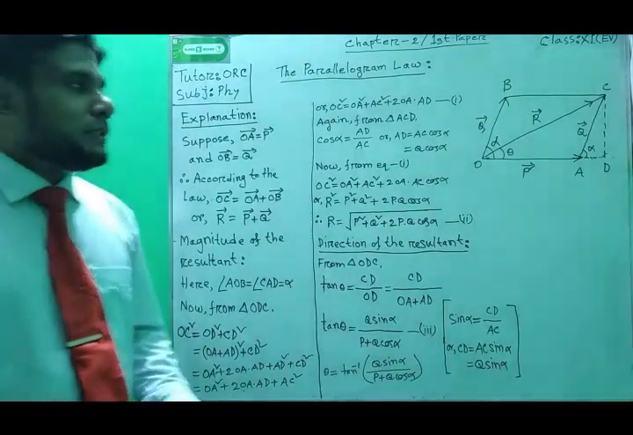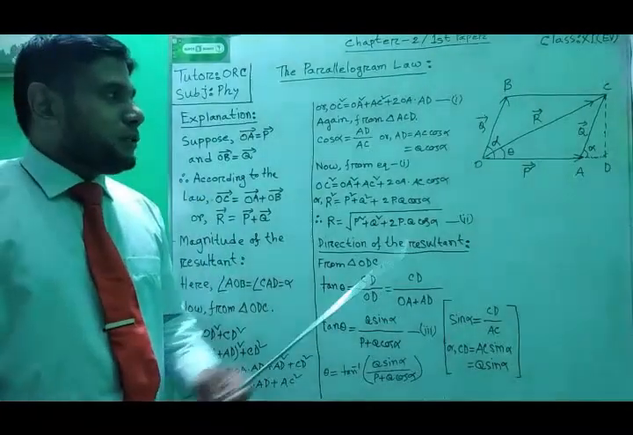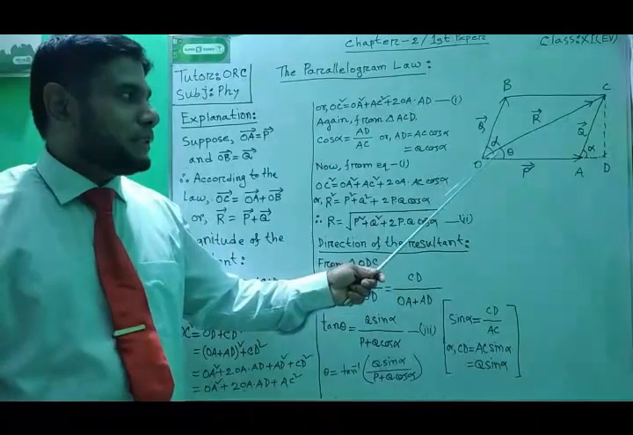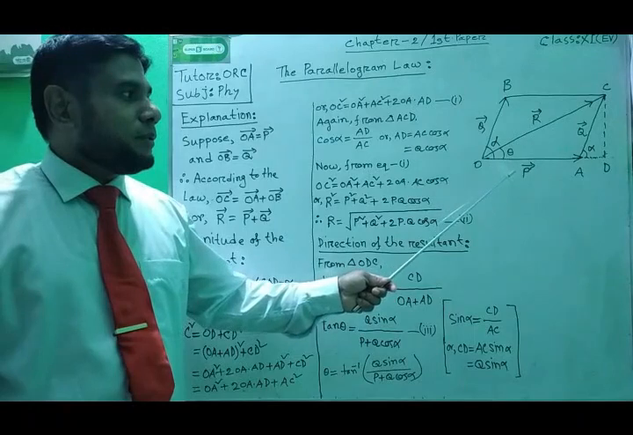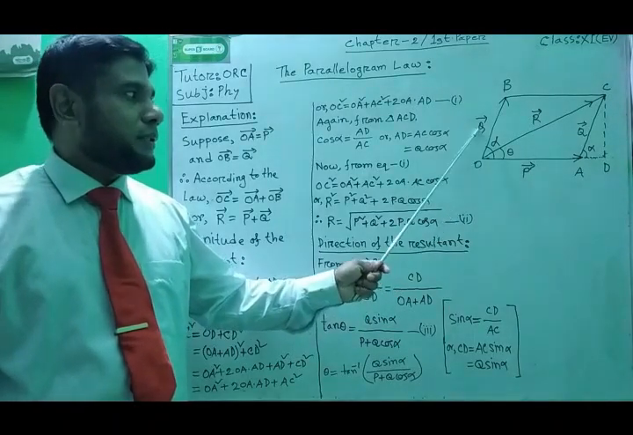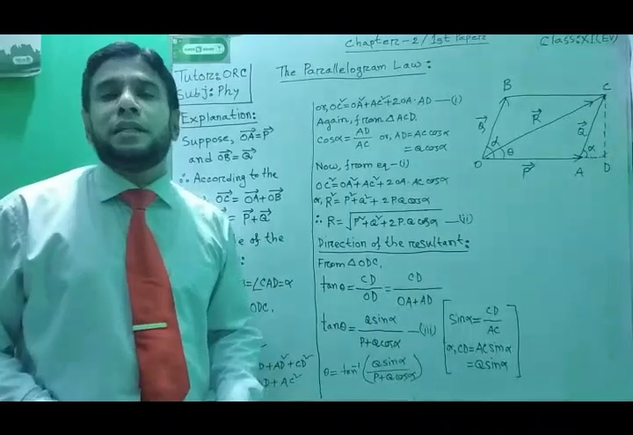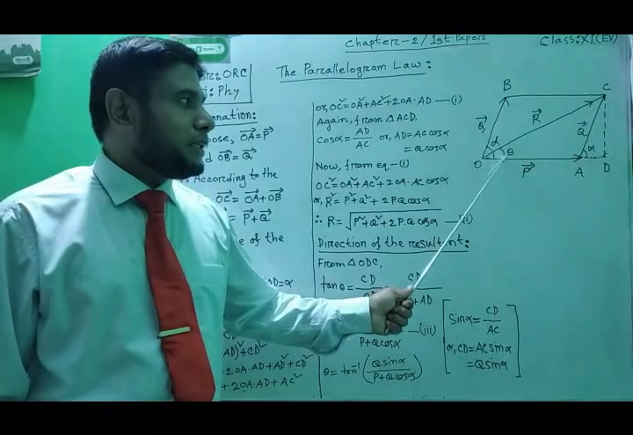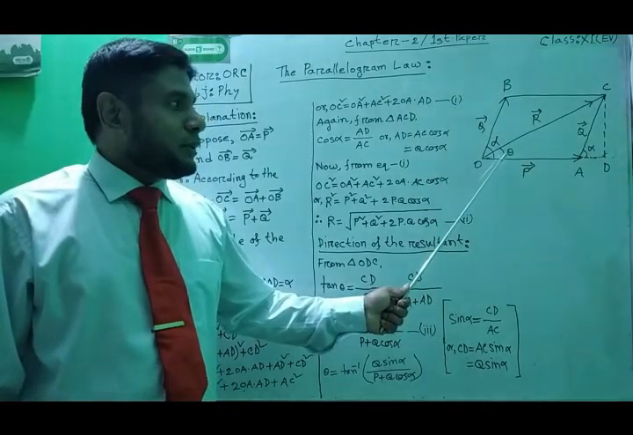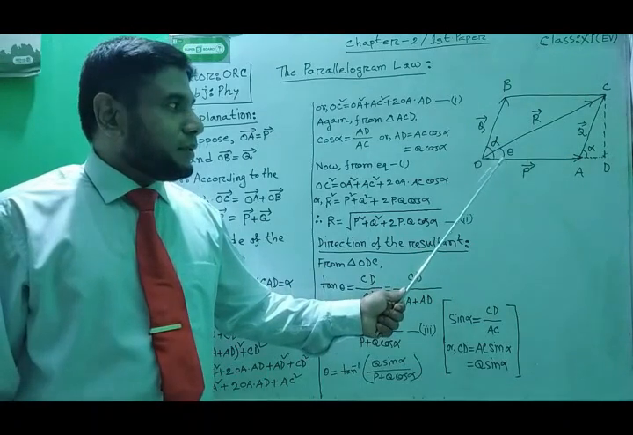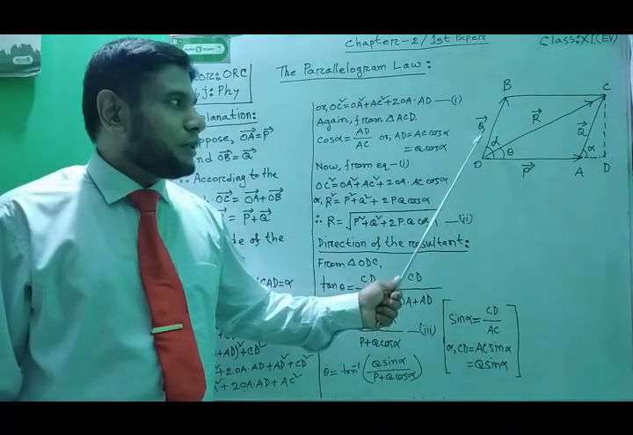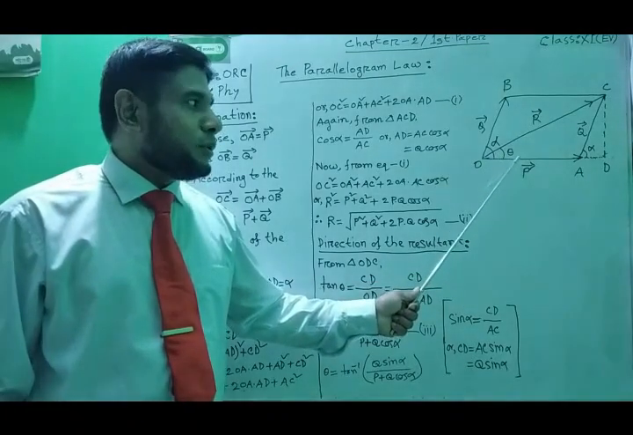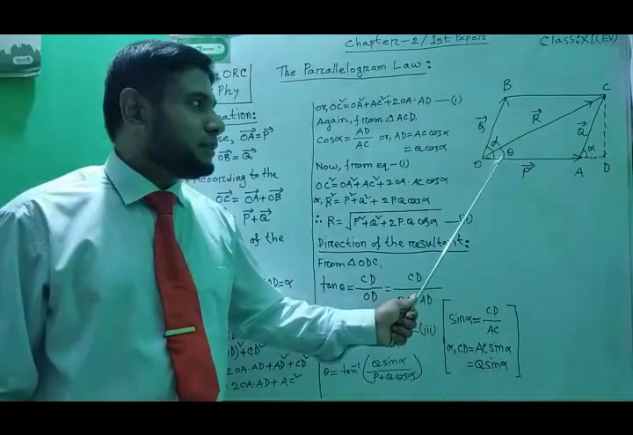Many students make mistakes here. There are two angles: one angle is alpha and another angle is theta. Which indicates alpha and which indicates theta? Alpha is the angle between the two given vectors, vector P and vector Q, and theta is the angle between the resultant vector and vector P. So alpha and theta are not the same. Alpha is the internal angle between the two given vectors, and theta is the angle between the resultant and the P vector, which is acting along its side OA.